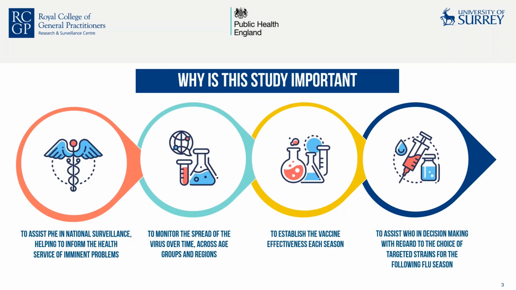The study is important as it assists Public Health England in national surveillance of flu, which includes monitoring the flu virus over the course of the season, establishing vaccine effectiveness each season, and contributing to the decision-making regarding what candidate vaccine virus to include in the new season of the flu vaccine.